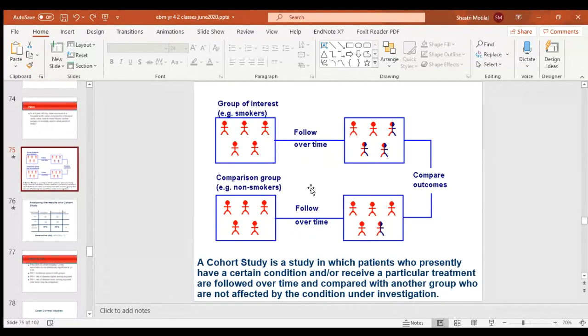When you try to follow people up over time who already have a risk factor, other risk factors tend to go with the risk factor you investigate and are interested in. And we'll see that later as we end by discussing what confounding is. We'll see that that's a classic example of confounding.